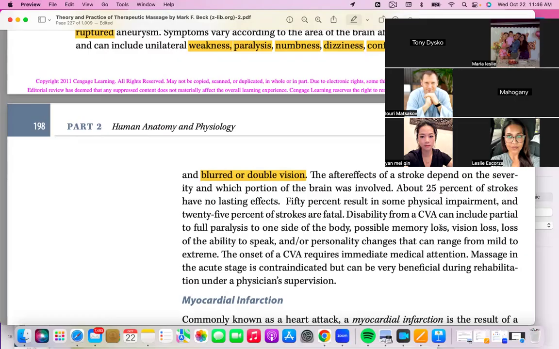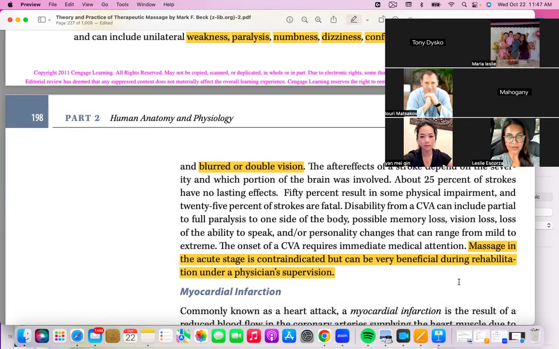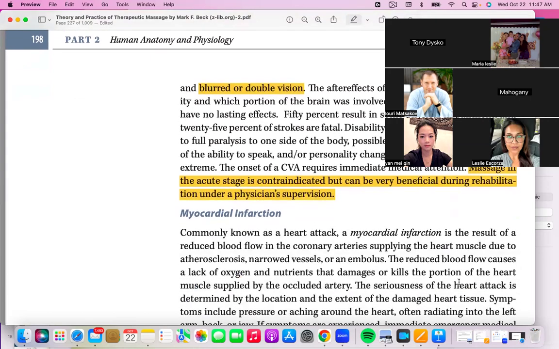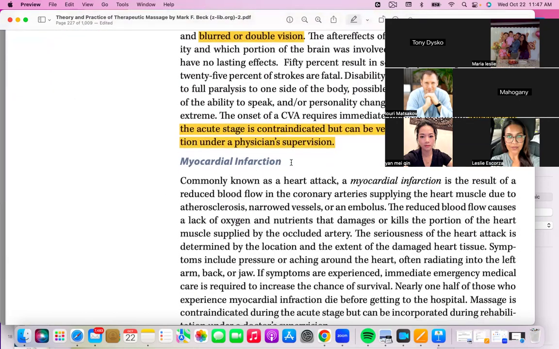Now, massage in acute stages is contraindicated, but it's very beneficial during rehab. So technically, you need to get medical clearance, because if somebody came to you and said, "Oh, I just had a stroke," blah, blah, blah. Okay, did your doctor clear you to receive a massage? And if it's a referral, then you're cleared. That's great. If you're not sure, then you need to ask them if you could talk to their doctor to get clearance.